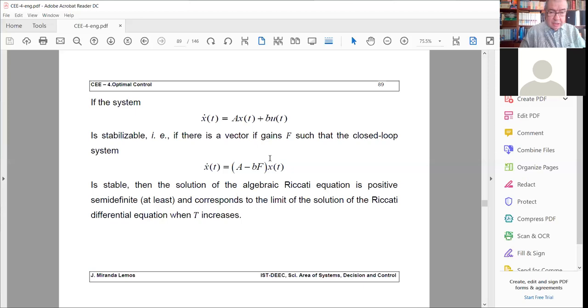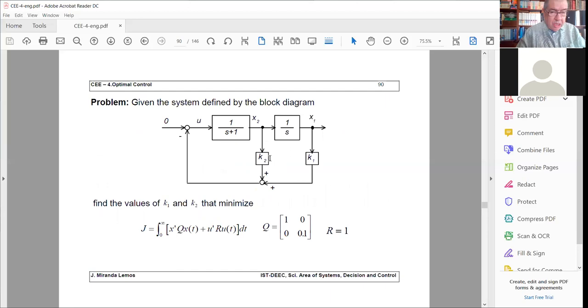So, how can we use this for design? Suppose that we have this system and we want to design the state feedback. x1 and x2 are the states here. You want to design K1 and K2 that minimize this quadratic cost, where Q is this matrix and R is just one, because you have just one input U.